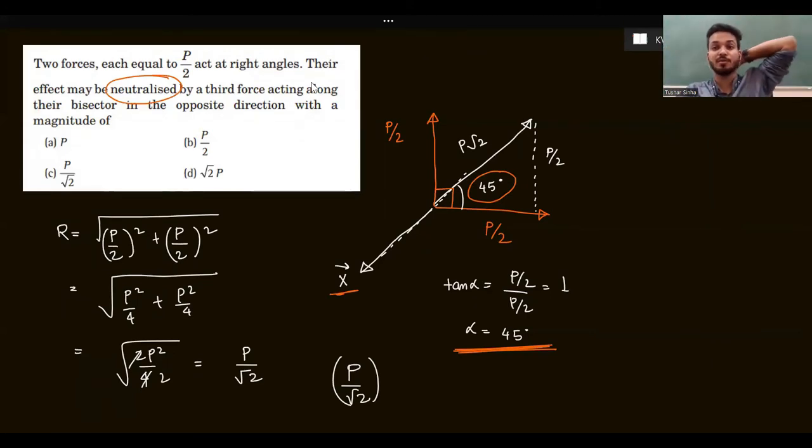Otherwise, I won't be sure whether the X vector and this P by root 2 vector will be in the same direction. So this P by root 2 vector and this X vector will not be in the same direction if that angle is not equal to 45. So that warranted the need for me to find what that value, 45 degree, is. So that is why I found out this, okay?